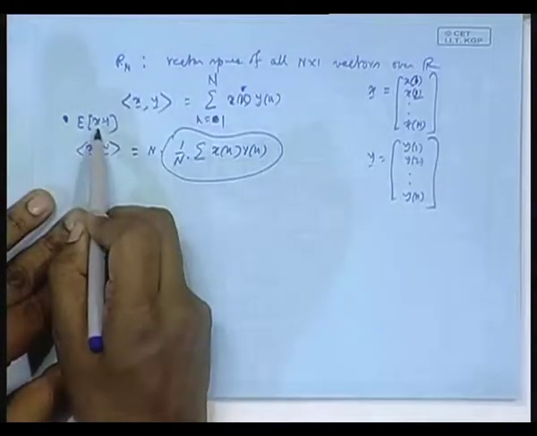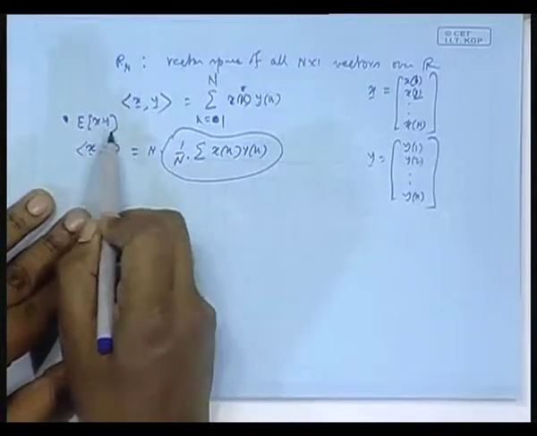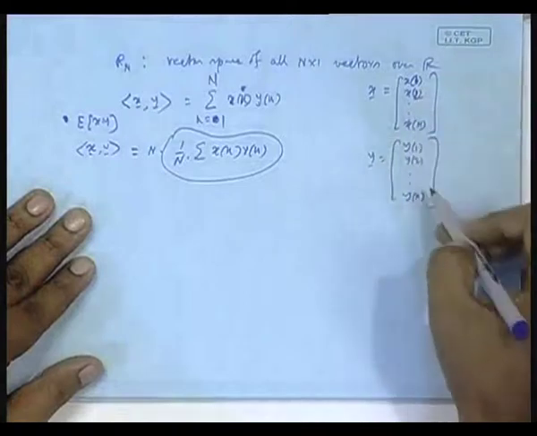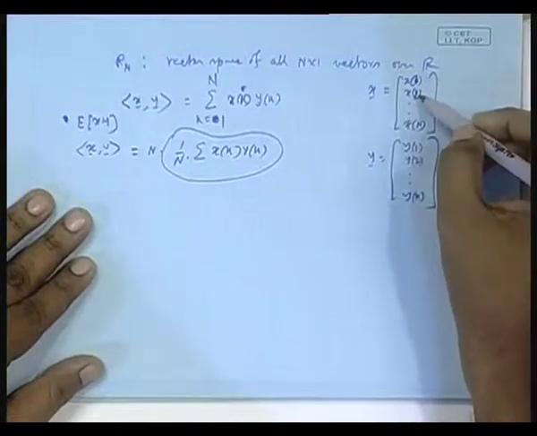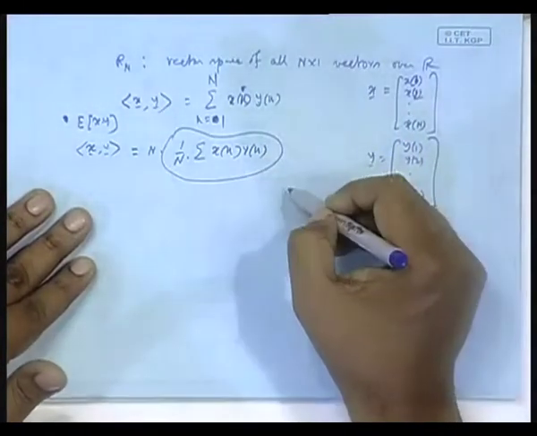X is a variable here, not vector. X is a random, that is why I am not putting any underscore. X is a random variable, y is a random variable. E x y you want to find out. A good estimate of that will be what? You observe x and y for various indices at n equal to 1, n equal to dot dot dot, n equal to capital N, multiply sample wise and add and average this quantity.